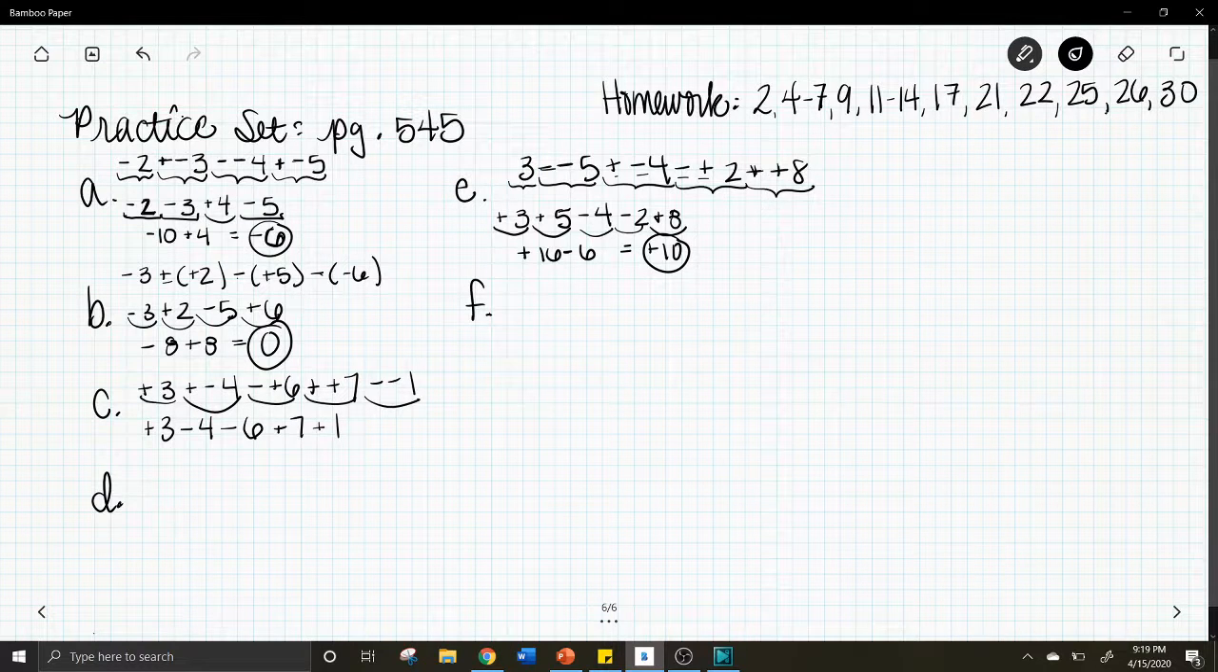Then we combine forces. So add all your positive numbers together. So 3 plus 7 plus 1 is 11. Add all your negatives together. 4 and 6 is 10. And then see what remains. So a positive 11 and a negative 10. If you combine those, you would get positive 1.